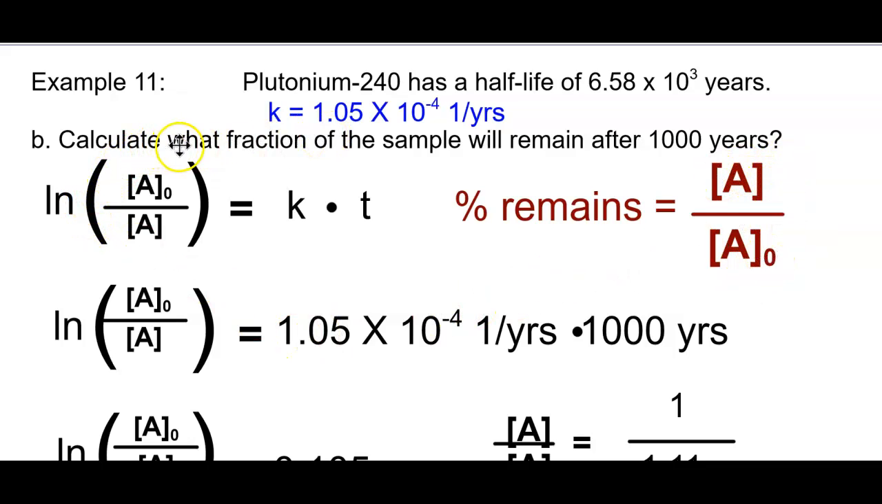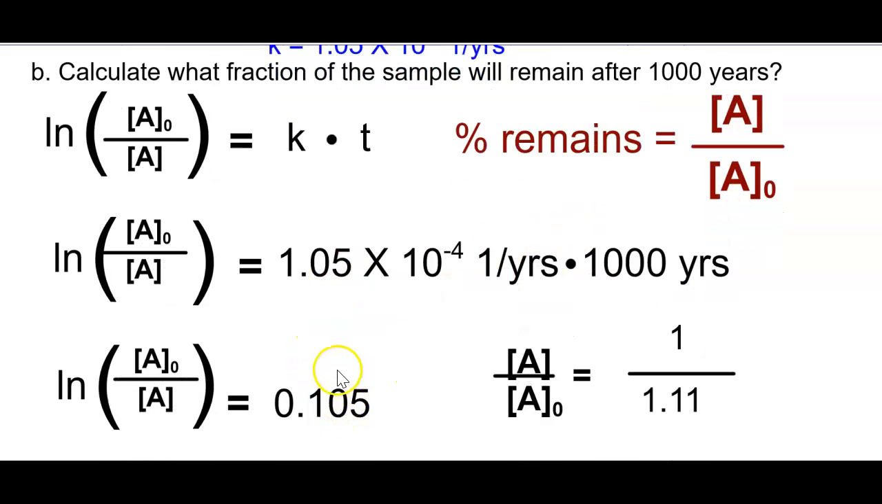Okay, so this is asking us to figure out what that fraction is. So what this relationship is. We're going to go then for the natural log, because we know it's first order, of initial concentration over final concentration equals K times T. And then we're going to know that we have a K. This is our K, pardon me. This is not the amount, this is K. And our K is consistent throughout a problem. And then it says 1,000 years, so I want to know how much sample remains, the fraction of sample that remains after 1,000 years. So when I do this math, I get this value.